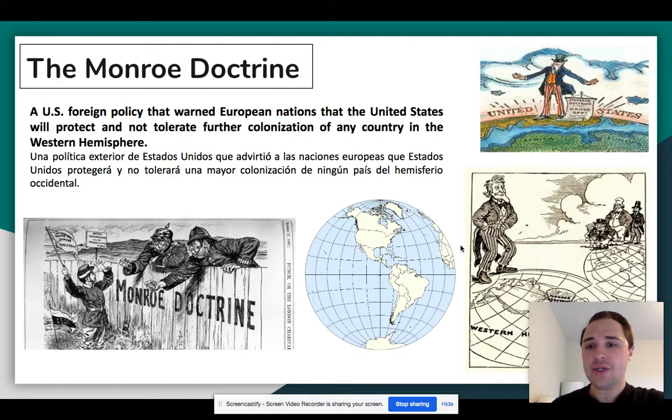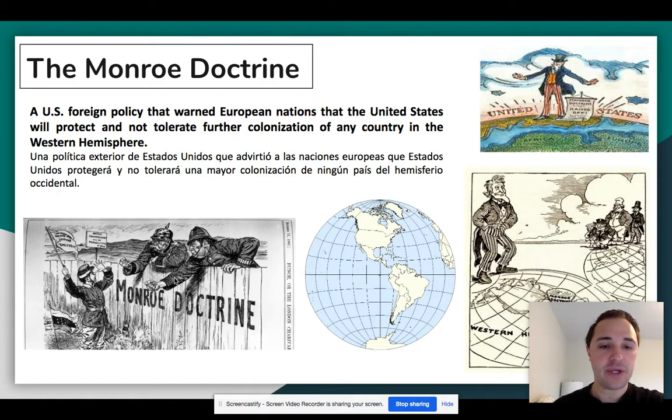Now, I did include some pictures here. This is just symbolizing Uncle Sam protecting the Western Hemisphere. Okay. Here, again, Uncle Sam is putting his hat down on the Western Hemisphere, telling the European countries in the Eastern Hemisphere to back off, that this is more or less our area, and we have a right to protect the countries in the Western Hemisphere. Again, it's all about power, it's all about influence in a given location.